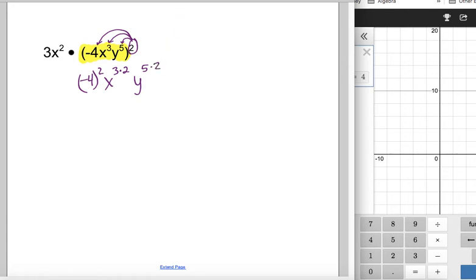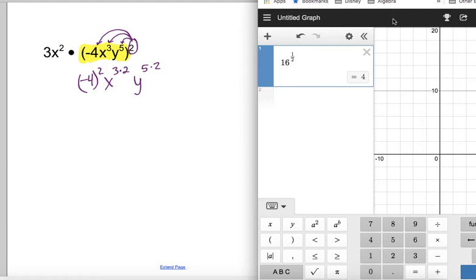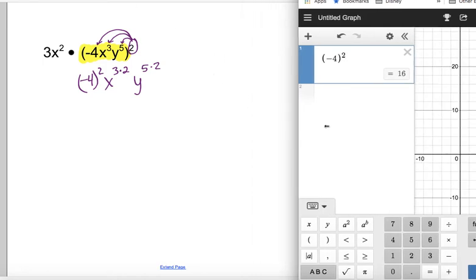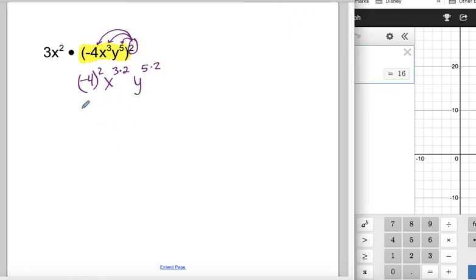So let's go see what Desmos tells us for our coefficient. So over here in Desmos, I am going to do a parenthesis and a -4 into parenthesis, and now I want to put the power outside of it. So I'm going to push A to the B and then the power of 2. You can see that we get a positive 16. If you did not do the parentheses correctly, it would give you a negative 16. So that's very important that we remember those parentheses. So we got a 16 from that.